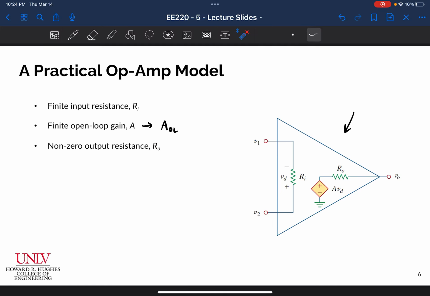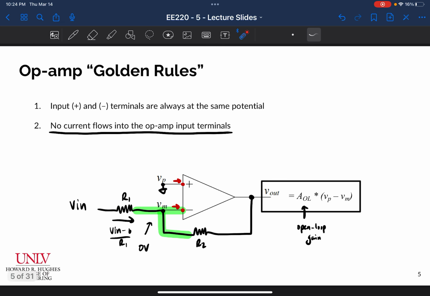Like I said, we ideally want the open loop gain to be as large as possible. Why? If I go back to this slide, the larger this is, the smaller this difference can be in order to give me the output voltage that I want. In order to solve op-amp circuits and make their behavior predictable, I need this open loop gain to be very large, because I want this Vp minus Vm to be very, very small.